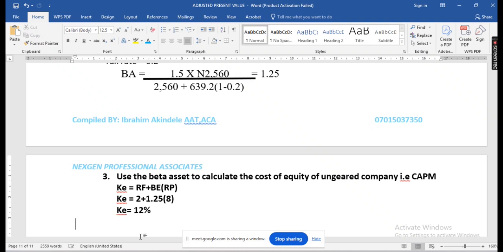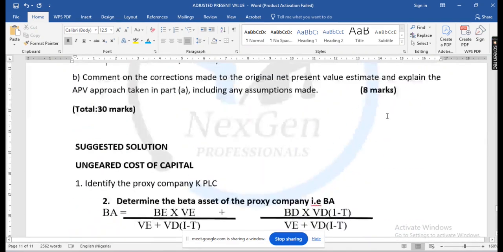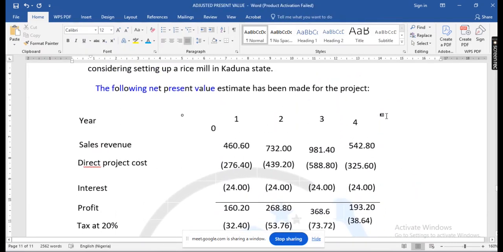So now we are starting with base case NPV. Right? Base case NPV. So this project will last for how many years? What is the number of years for this project? We need to know. Based on the question, how many years? 4 years. Okay, the project is expected to last for 4 years. Can you see it?